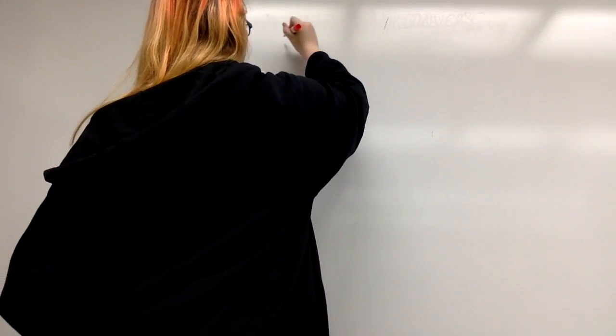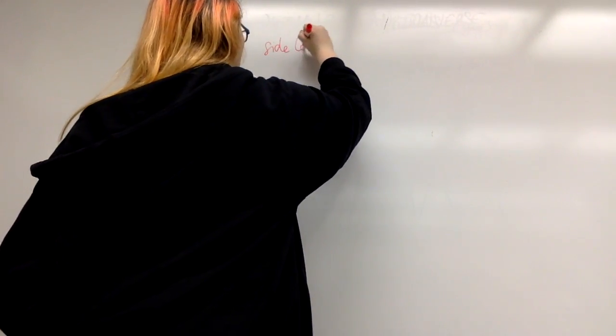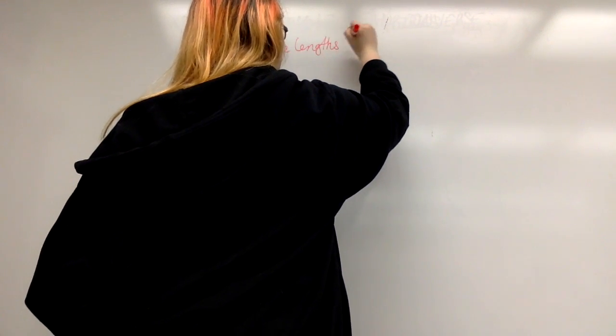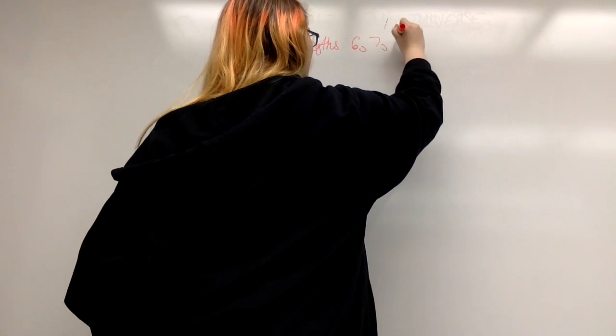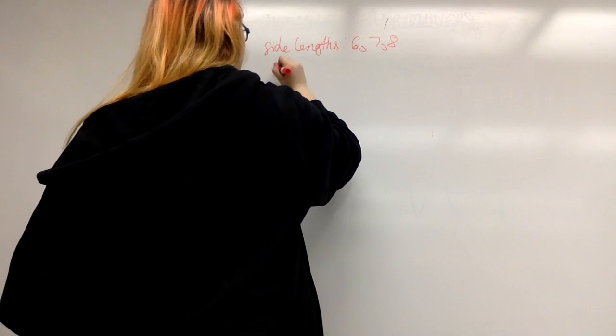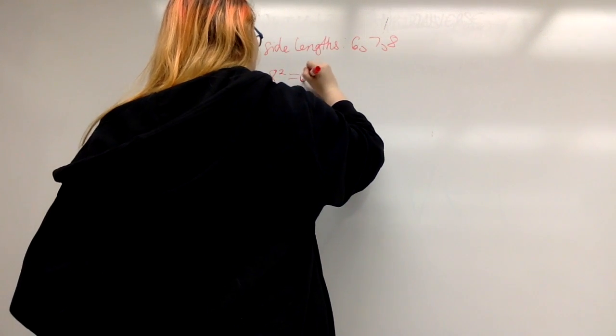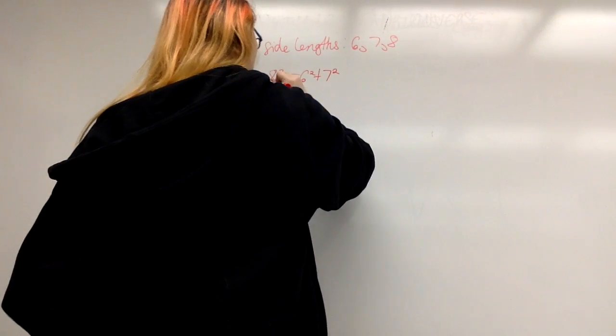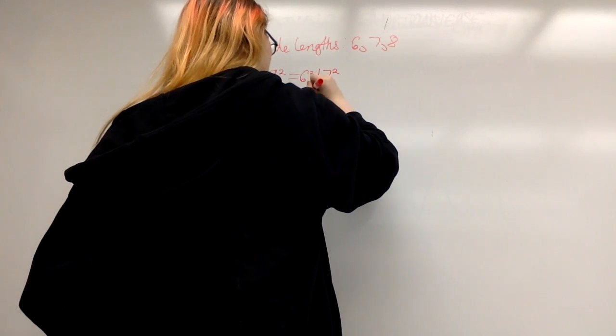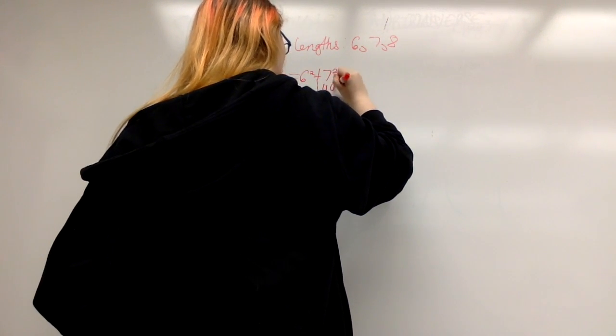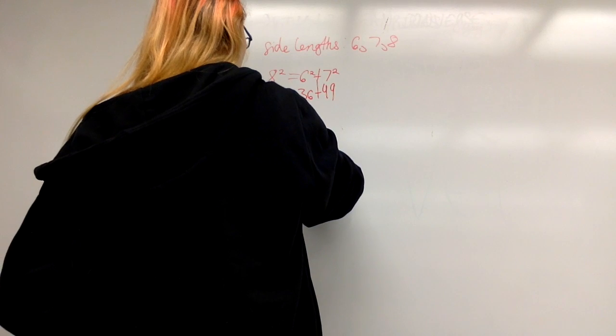Let's say a triangle had the following side lengths: 6, 7, and 8. Is this a right triangle, and if not, what is it? First, you plug this into the Pythagorean theorem. We know for a fact that 8 is the length of the hypotenuse because the hypotenuse is always the longest side. Next, we square the units.